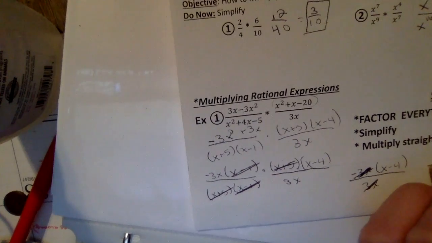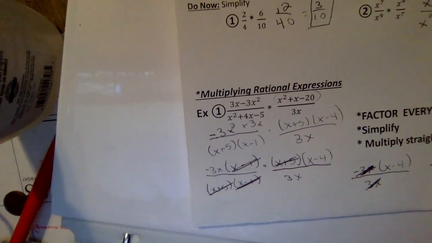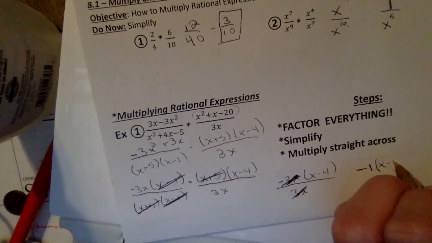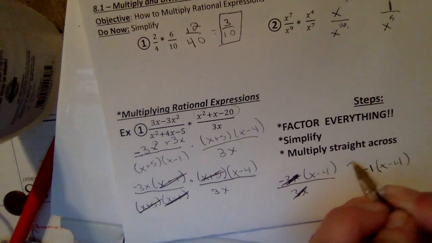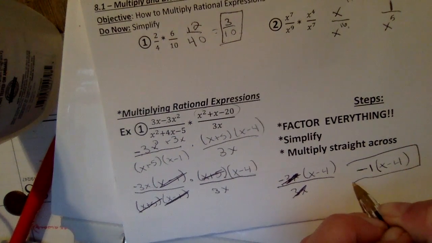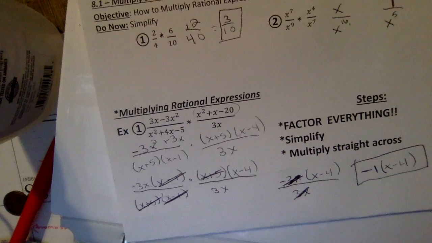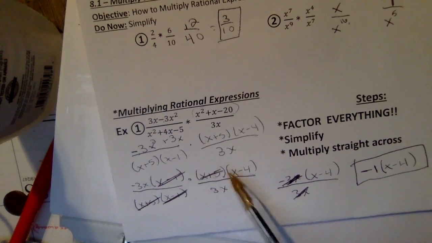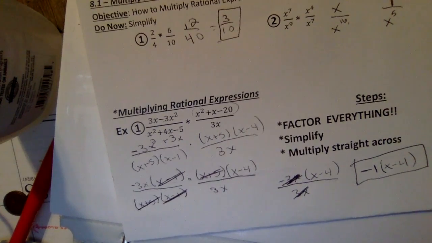So our final answer is negative. You can put a negative 1 if you want, or just a negative x minus 4. That's it. That's all that's left. You can put over 1 if you want, or don't. Okay? So again, we factored everything, then we simplified, and then we kind of gathered it. That's the multiplying part, kind of just gathering it all together.